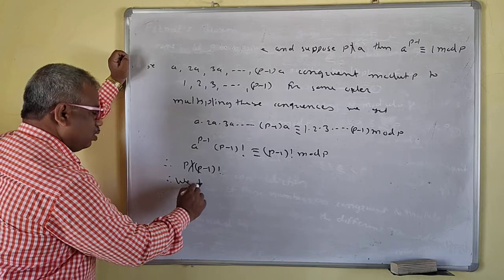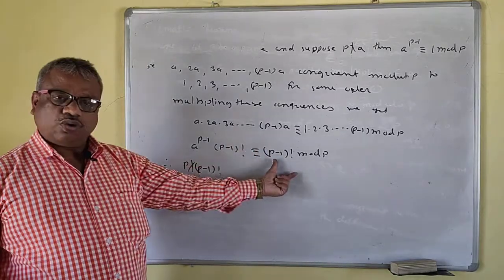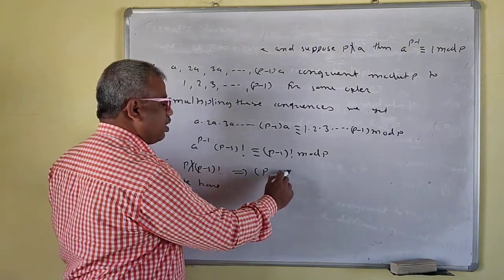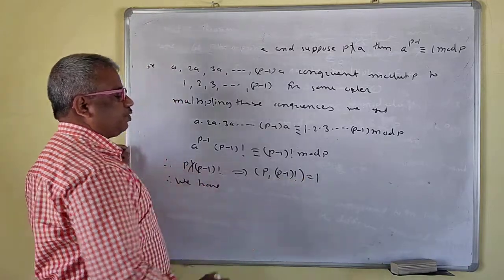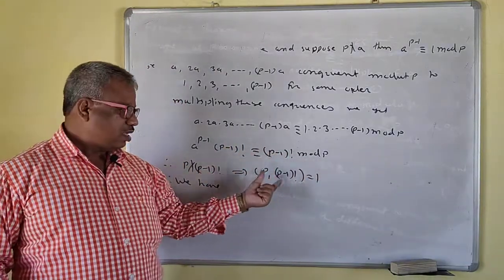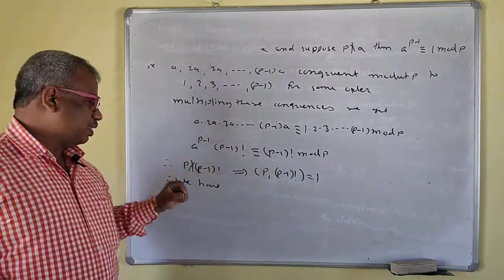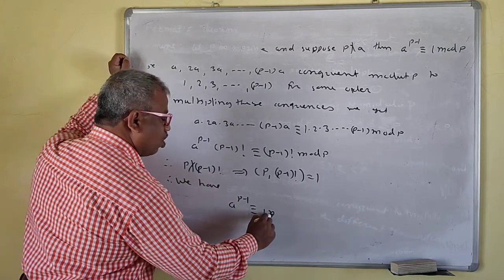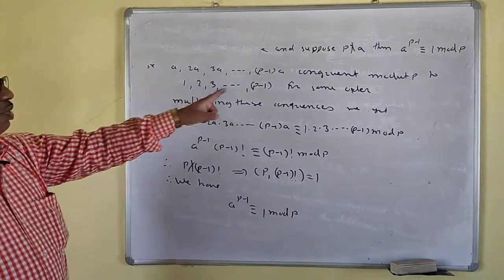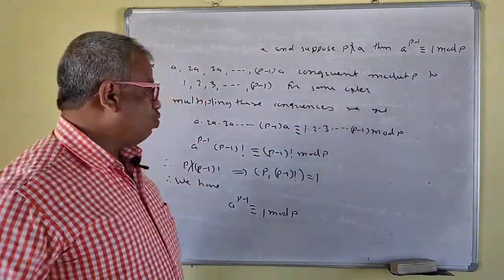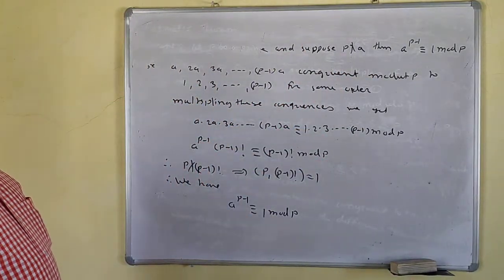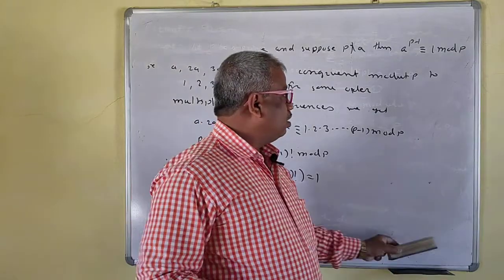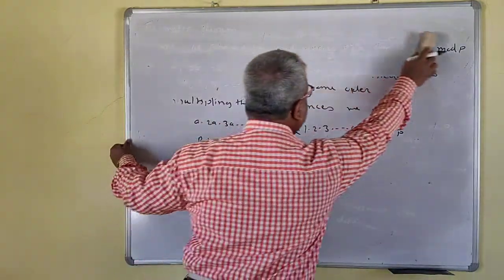But p does not divide p minus 1 factorial. Therefore gcd of p and p minus 1 factorial is 1, so the cancellation law holds and we can cancel this. Therefore a raised to p minus 1 is congruent to 1 mod p, which is what we wanted. This is a very simple theorem. The statement is very simple, the proof is also very simple, and it is very applicable.